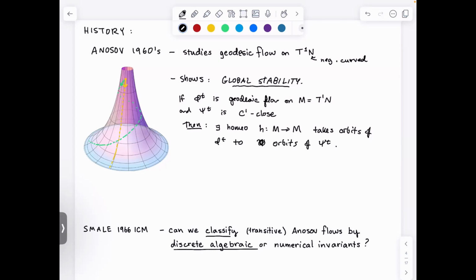Okay. This idea is so important that it has a name. So if this holds, we say, definition: phi and psi are orbit equivalent.